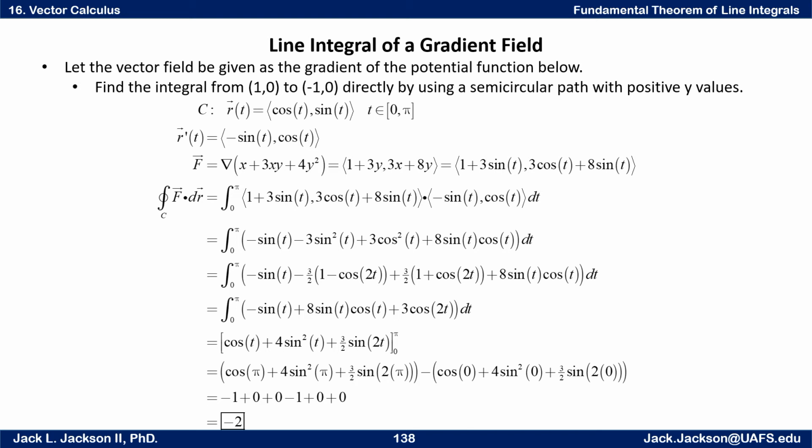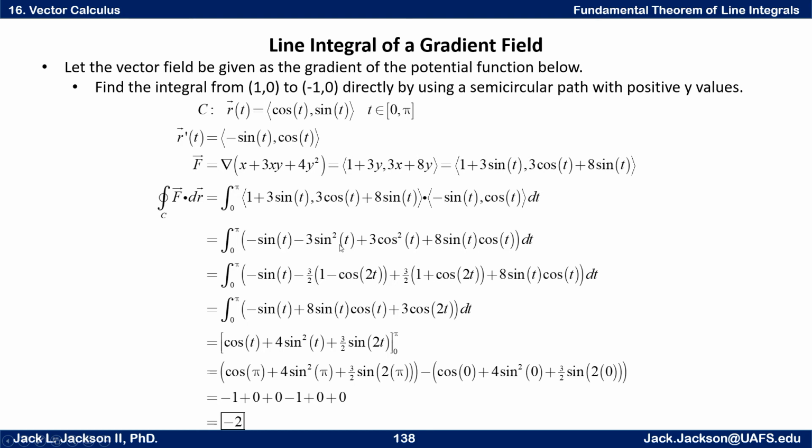Take that f function, dot product with the r prime, which is right here, and that is our line integral. Minus sine of t times this distributes, you get minus sine of t minus 3 sine squared t, plus the cosine of t distributes here, 3 cosine squared t plus 8 sine of t cosine of t. The sine squared and the cosine squared, unfortunately the coefficients don't match, so they don't wipe out, but we can use our power reducing identities.